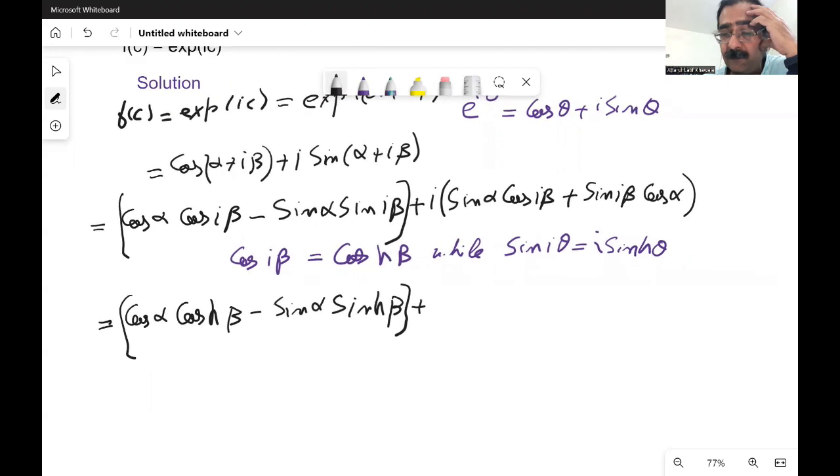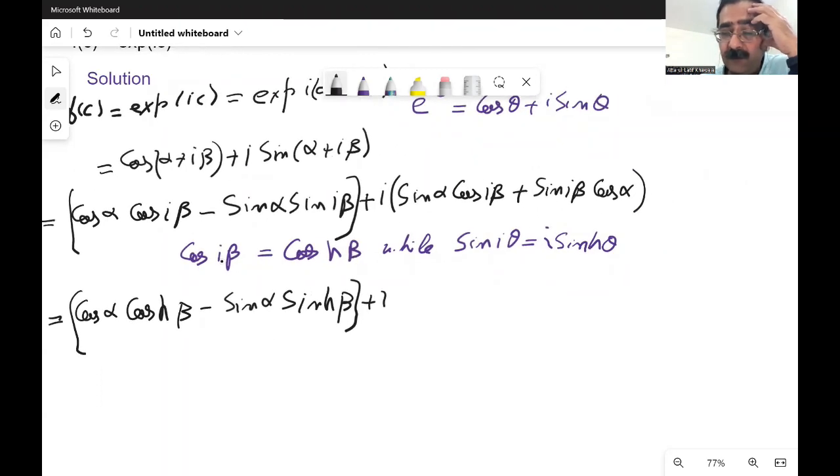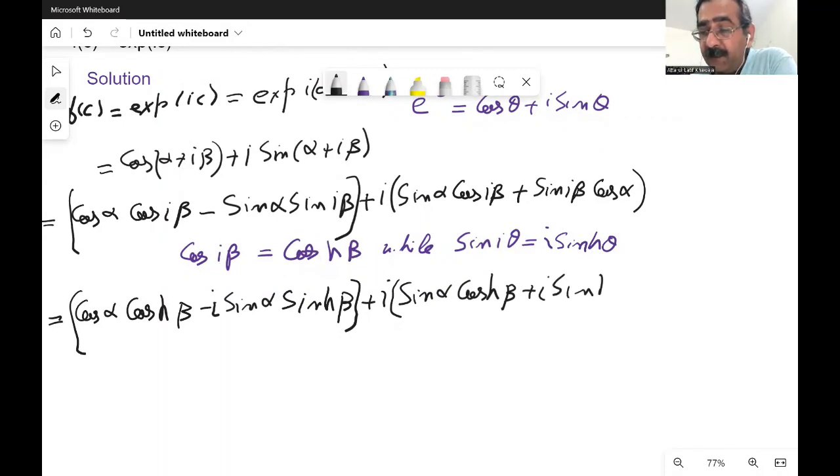plus i sin. Here will be i because sine iβ is equal to i sine hyperbolic β. Similarly, i sine alpha cos hyperbolic beta plus i sine hyperbolic beta cos alpha. Okay.